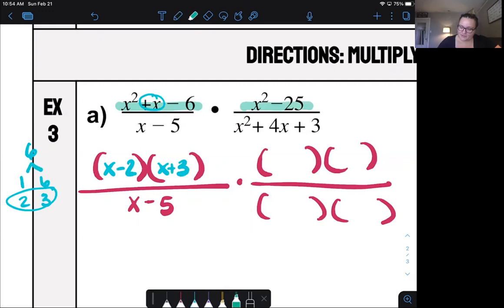All right, now let's do x squared minus 25. It's a difference of squares. We know how to factor that in our head. We have x times x, 5 times 5. One needs to be positive, one needs to be negative.